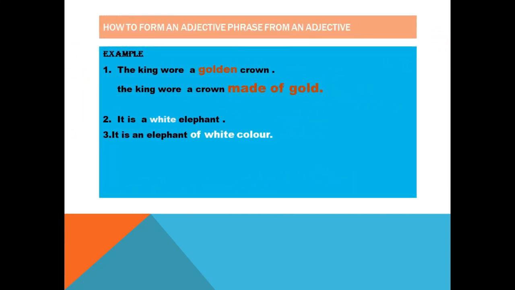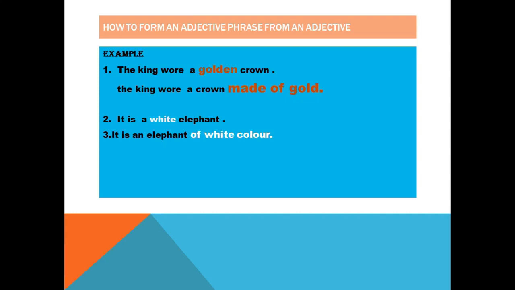Next is a very interesting thing: we will discuss how to form an adjective phrase from an adjective. We can form an adjective phrase from an adjective. How? For example: the king wore a golden crown. In this sentence, golden is a single-word adjective. So we will change this single word into an adjective phrase: the king wore a crown made of gold. Made of gold is an adjective phrase, with a similar function to the single word golden.